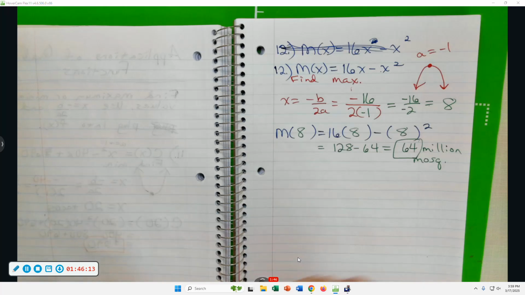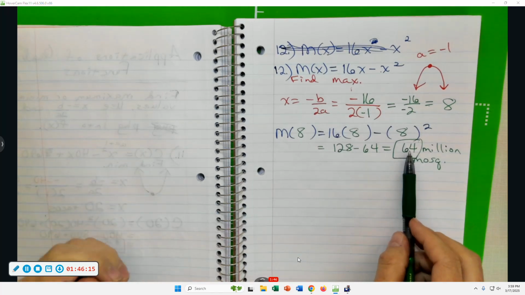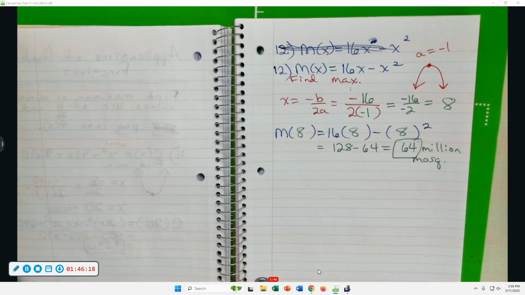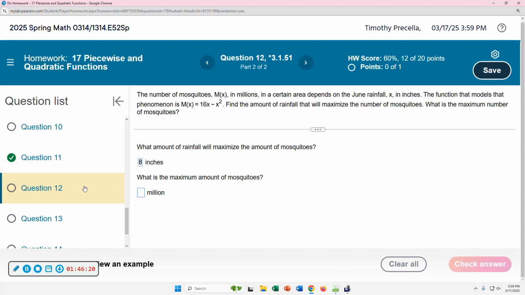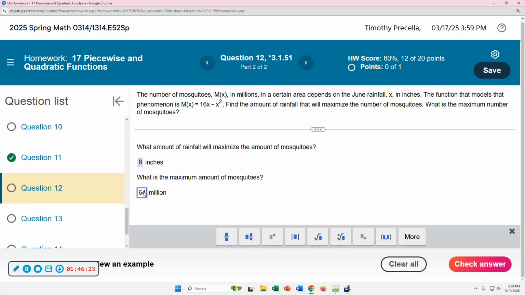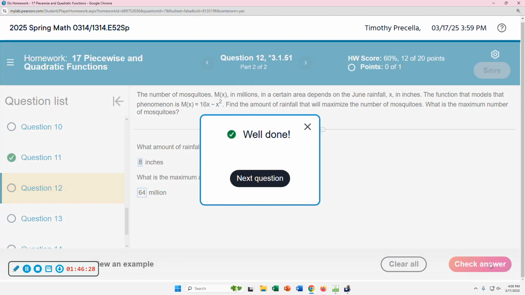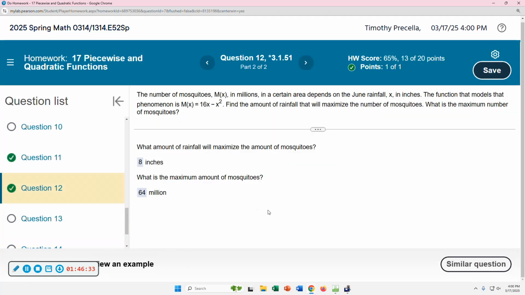But any questions? 64 million mosquitoes. So let's come over and type in. And this whole problem, I don't know if this is true, if there's any science on this, it seems to me like, from my experience, the more it rains during the summer, the more mosquitoes we have. I've never heard that you'll reach a point where the mosquitoes start dying off. As a general rule, do not take scientific advice from your algebra class, okay?